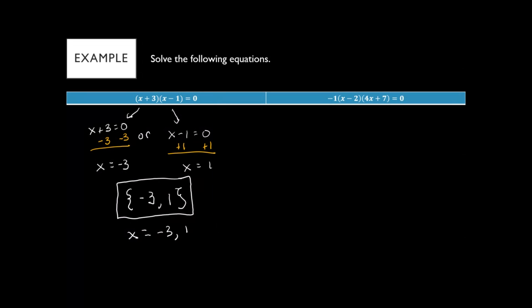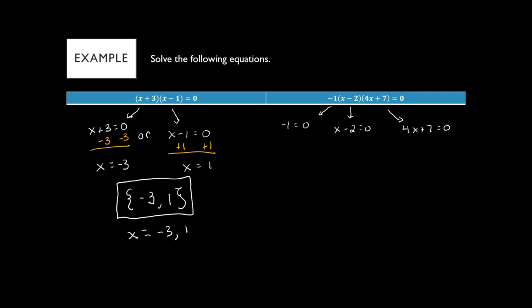Okay, so let's look at the second example on the right. We've got -1 times x minus 2 times 4x plus 7 equals 0. This looks very similar to what we had on the left, but we've got this number in front. The zero product rule only really matters with things with variables, so the -1 doesn't really matter. If we followed the rule, you would set each thing equal to 0. So you would have -1 equals 0, x minus 2 equal to 0, 4x plus 7 equals 0.